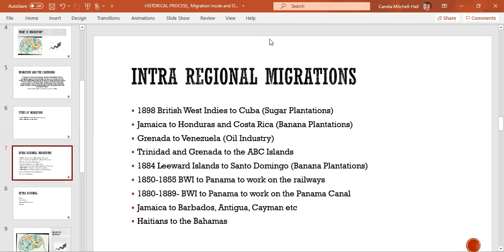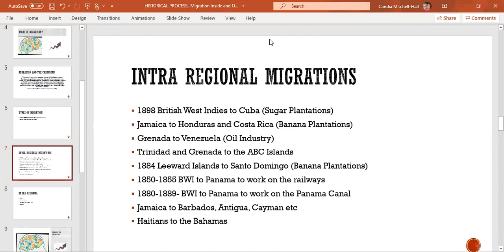A lot of Grenadians went to Venezuela to work in the oil industry. People from Trinidad and Grenada also went to the ABC Islands to work in the oil refinery industry. Also, from as early as 1884, you have people leaving from the Leeward Islands, places like Antigua and Montserrat, going to Santo Domingo to work on their banana plantations.